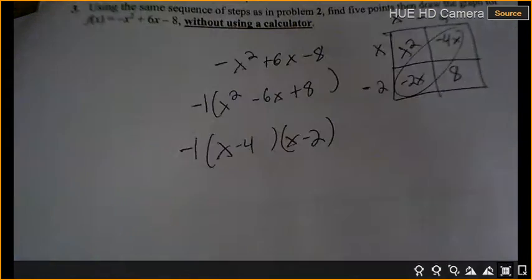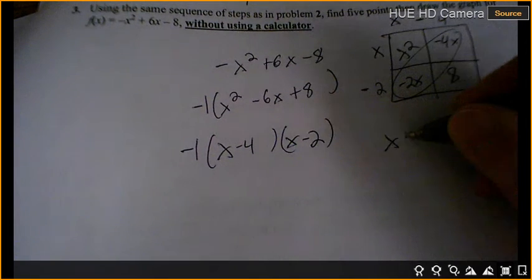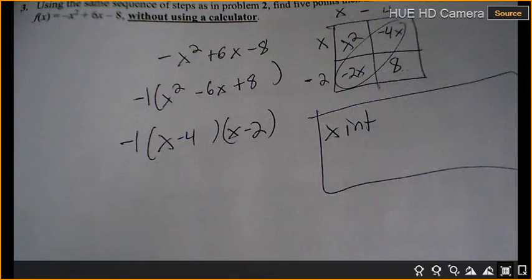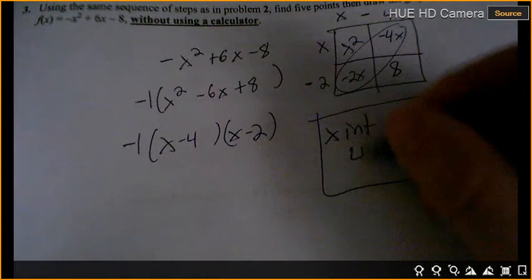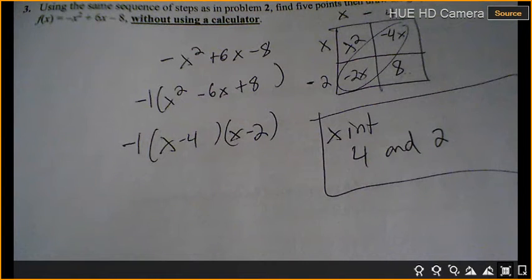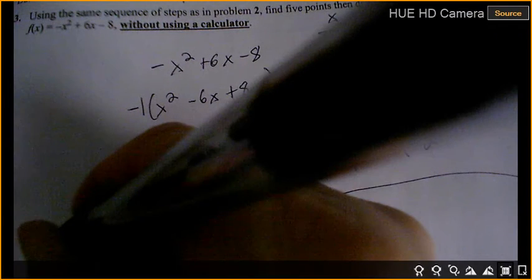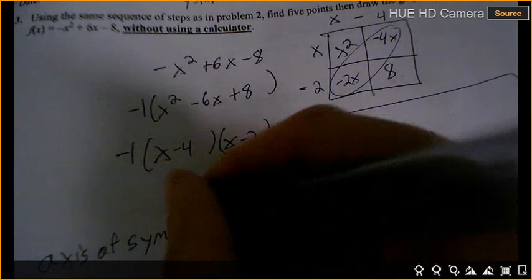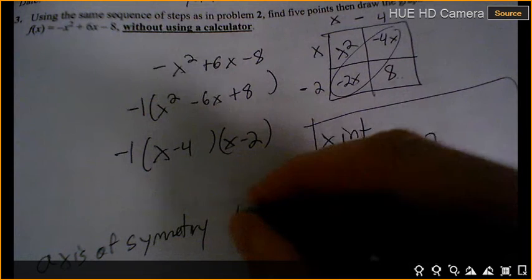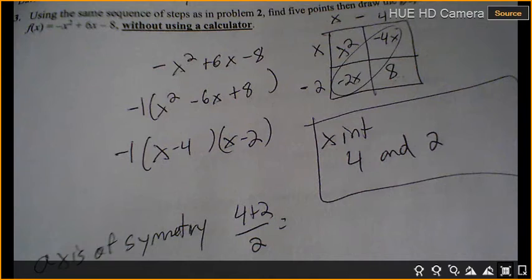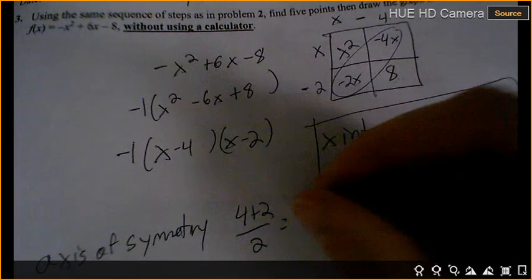Okay, so we're going to stop right there, and we're going to talk about what our x-intercepts are. And I'm going to put that in a nice box so I can find them again. What is it? 4 and 2. Okay, my axis of symmetry. How do I find the axis of symmetry? I'm going to add them together and divide by 2. 4 plus 2 divided by 2. That gives me what? It's 3.